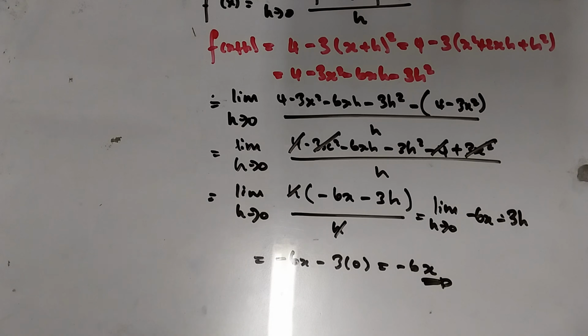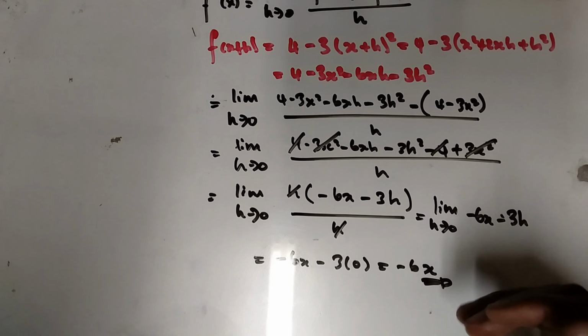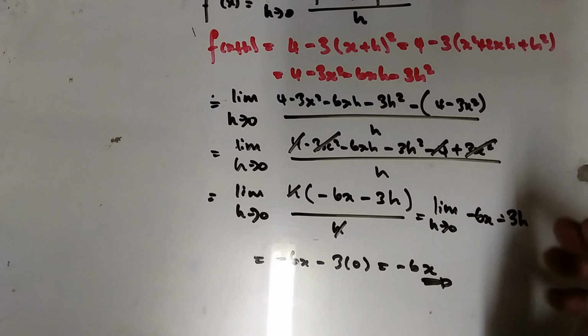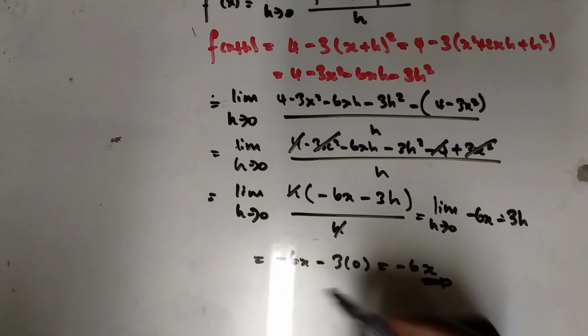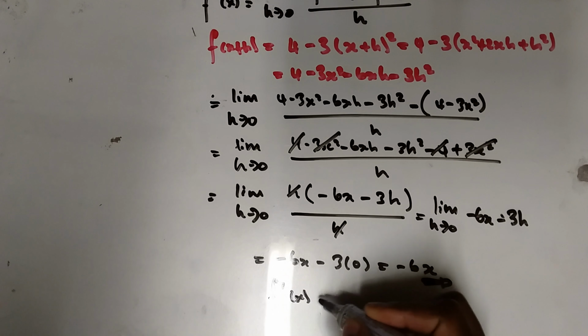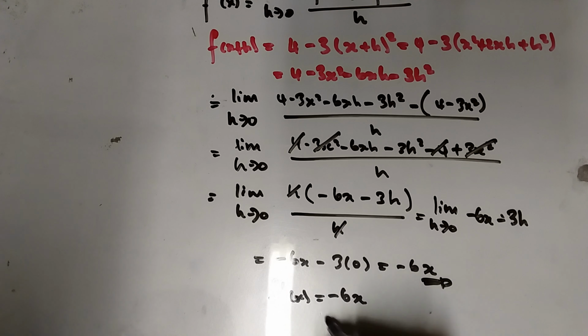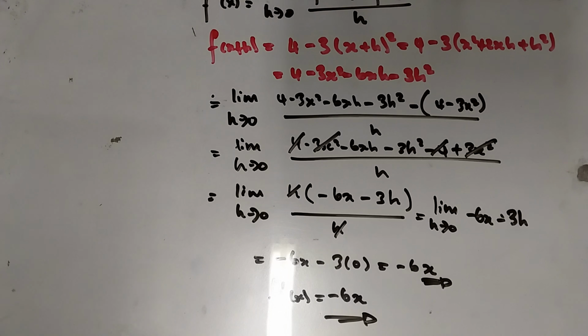Okay, so if this and what we checked are exactly the same, then we can simply say that our final answer, our f prime at x, is given by negative 6x. Okay, so from here we have just solved the first question, which says that we should find f prime at x using first principles.